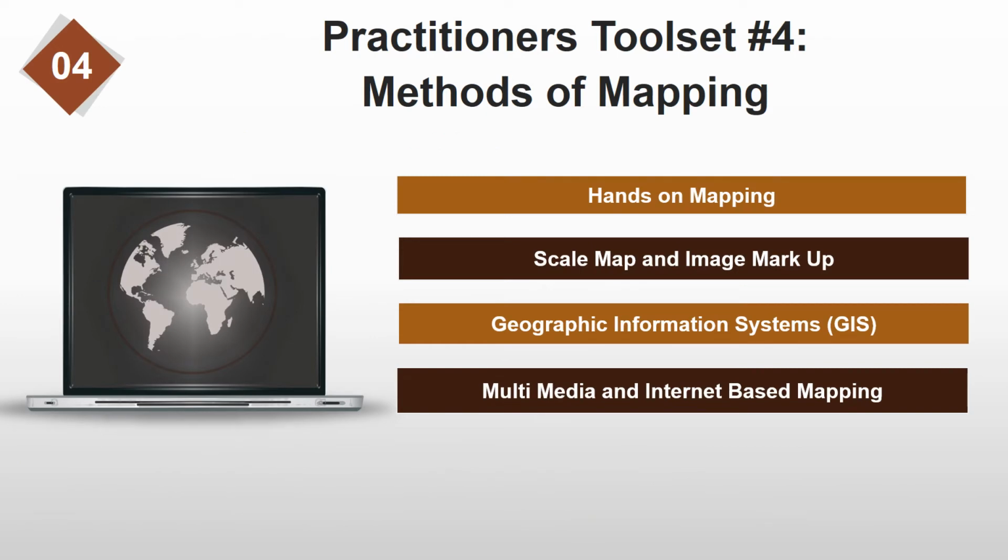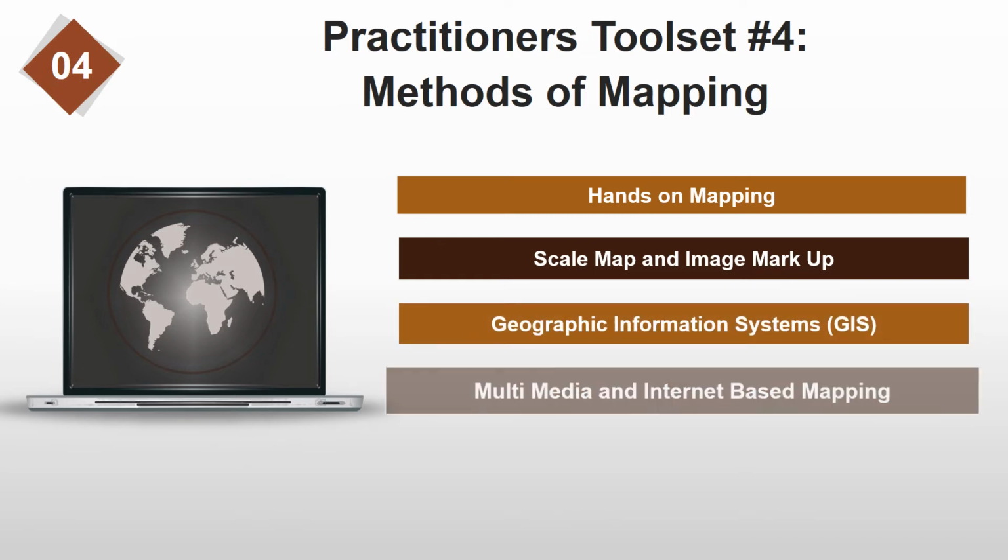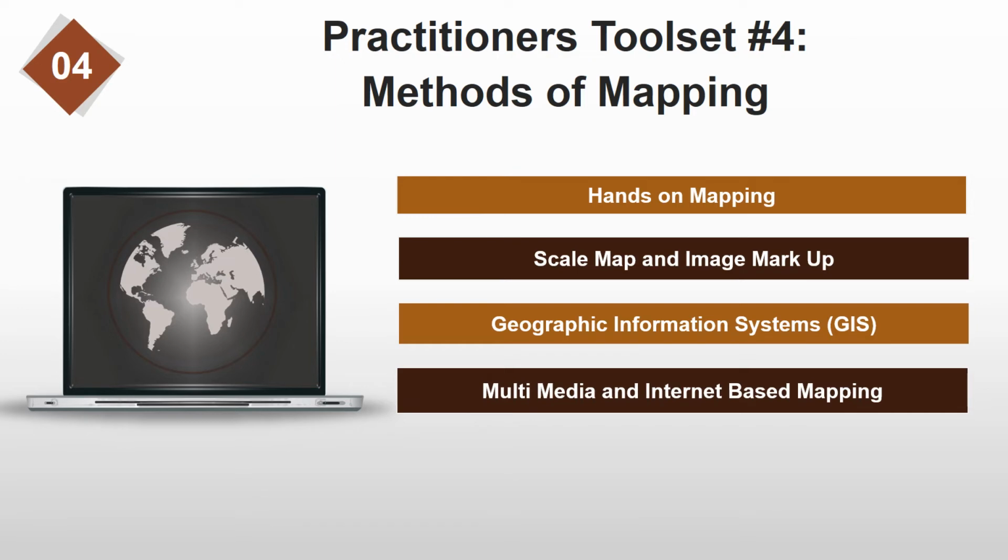It is now time for the Practitioner's Toolset number 4, Methods of Mapping. For this toolset, we will discuss different kinds of mapping that can be used to gather information for your land relationship vision. We will discuss hands-on mapping, scale map and image markup, geographic information systems, and multimedia and internet-based mapping.